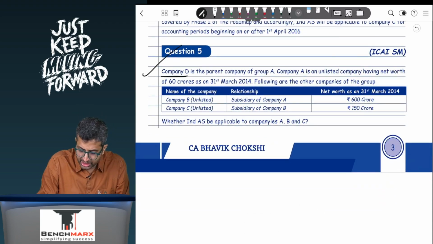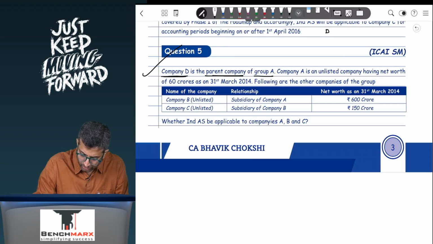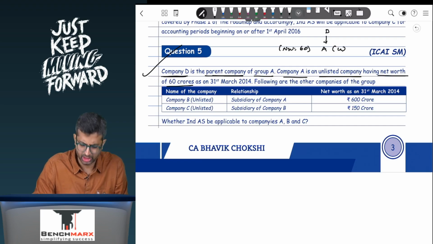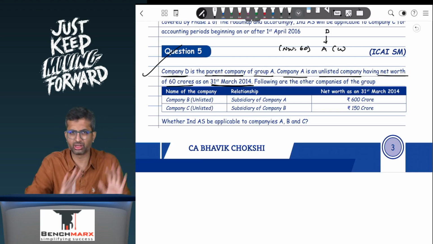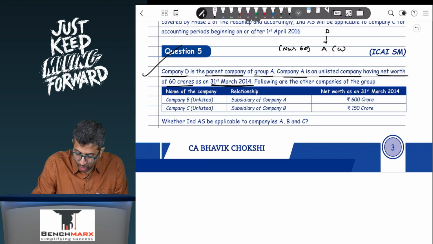Company D is the parent company of group A. So there is D at the top. Company A is an unlisted company having a net worth of 60 crores. Below D there is probably A, which is unlisted, and the net worth of A is 60 crores. So Ind AS is not applicable as on 31st March 14. You could keep it at 31st March 24 also. That's fine. Following are the other companies of the group.